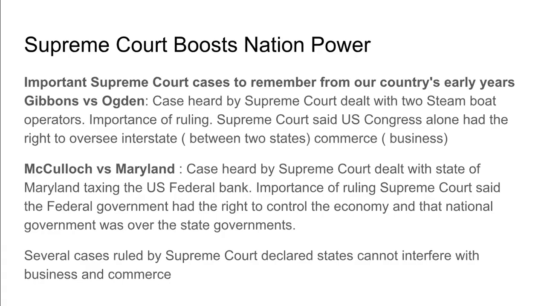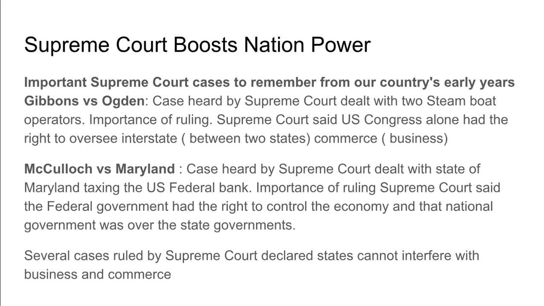Earlier in the lecture, we were talking about the Supreme Court and its rise to equality with the legislative branch, Congress, and the executive branch, the presidency, and that was done by Marbury versus Madison. Now we're going to take a look at how the Supreme Court and its rulings really established the nation and the power of the nation over state power. There are 2 important Supreme Court cases that we want you to look at and know.